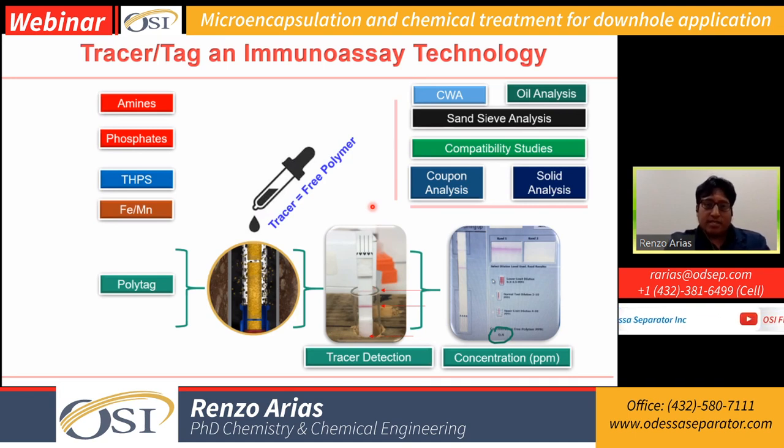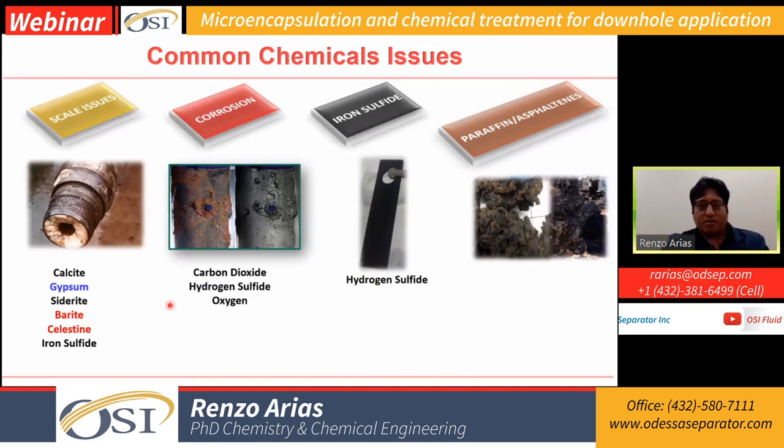So now let's understand a little bit what is common. Probably you are very familiar with this. What are the common problems that you are going to deal with in oil production? Normally, you're going to have problems with scale issues, corrosion, iron sulfide problems, and paraffin and asphaltenes.